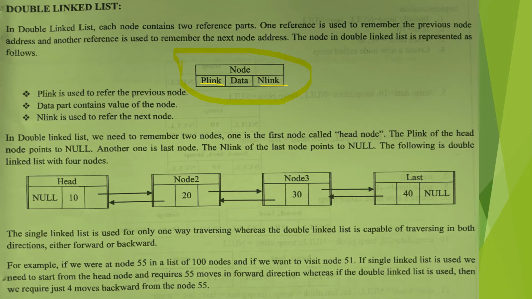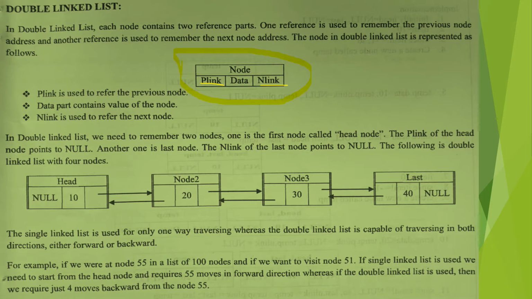In double linked list we need to remember two nodes. One is the first node called the head node, and the p-link of the head node is null because there is no previous element before the head element. And the other one is the last node. The n-link of the last node is null because there is no next element after the last element in the double linked list.